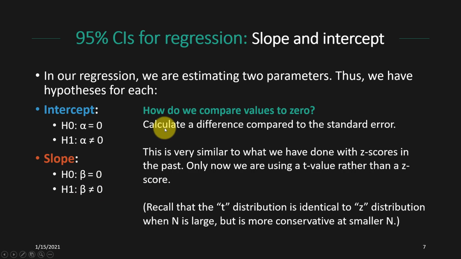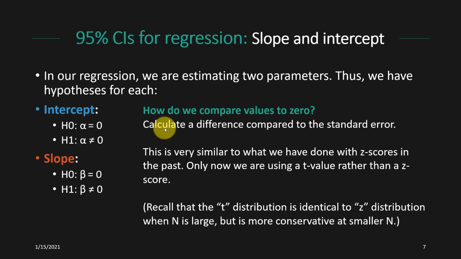And what we want to know then is, how do the values that we observe in the sample compare to 0? And what we can do is get the difference between the value that we observe and 0 and divide it by the standard error, right? Just like we did with a sample mean, we can say, was this sample mean likely to arise if the true population mean was 0? We can now say, was this slope likely to arise if the true population slope was 0? So this is very similar to what we've done with z-scores in the past.